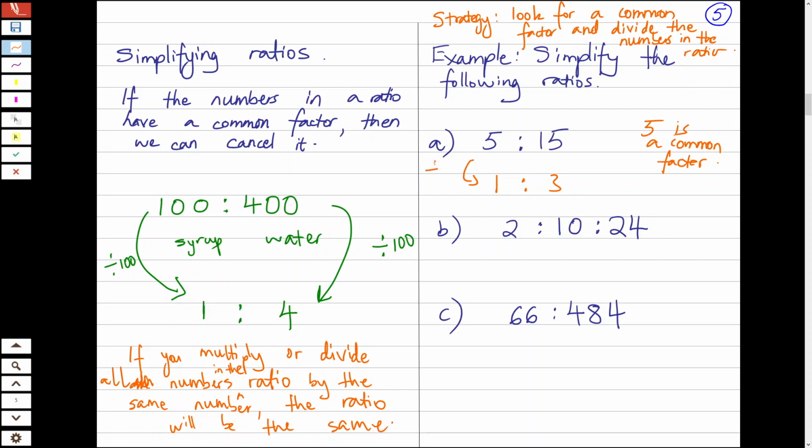So you don't need to do the arrows, but this is how I taught it to my students last year. Okay? The important part is that I divide by the same number on both sides.